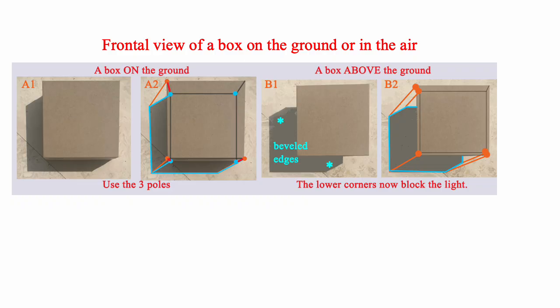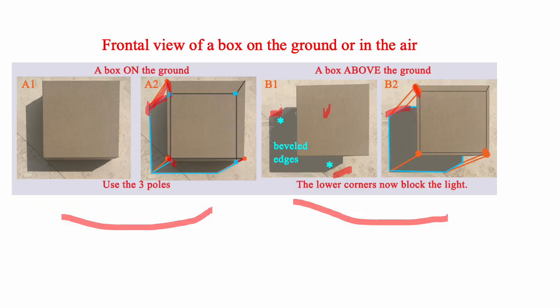This shows the frontal view of a box on the ground and a box in the air. I established 3 vertical poles here. Light goes through their tops, the blue lines go through their bottoms to give us intersections on the shadow. Now in this case, we get beveled edges because there are actually 8 floating corners, but these 2 cause this beveled edge, and these 2, one above the other, causes this beveled edge.